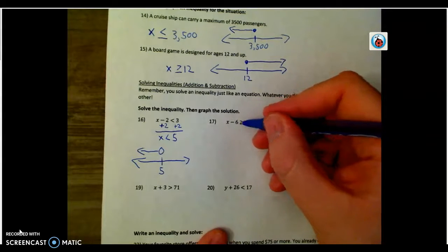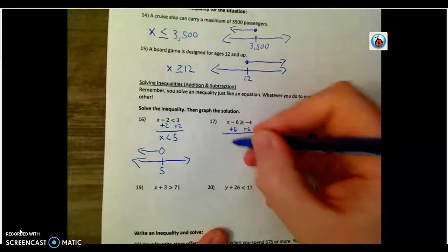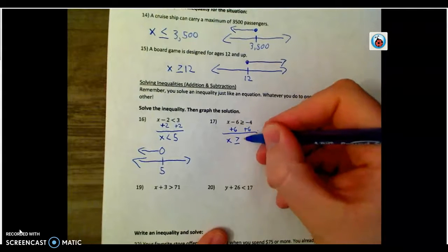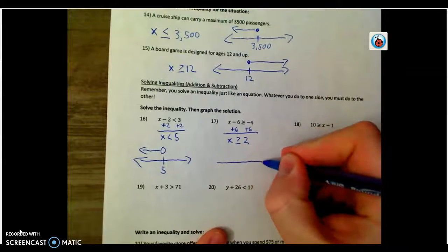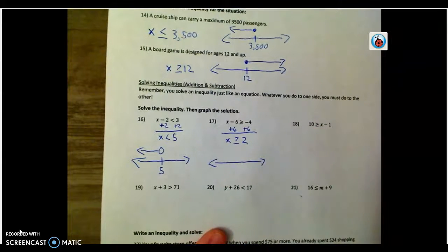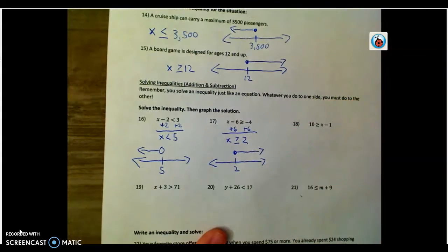17, to undo x minus 6, we add 6 to both sides and get x is greater than or equal to positive 2. Draw in our number line, boundary point of 2, closed circle, shaded to the right.